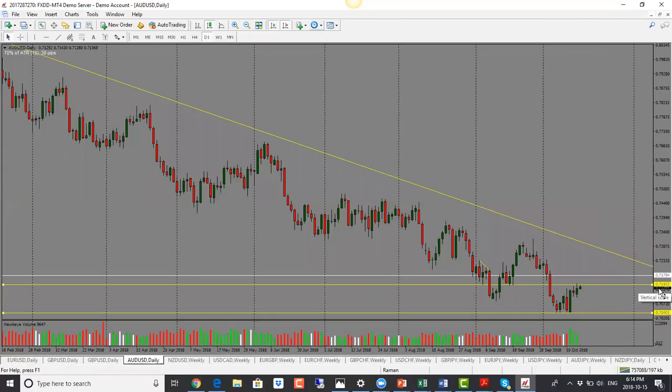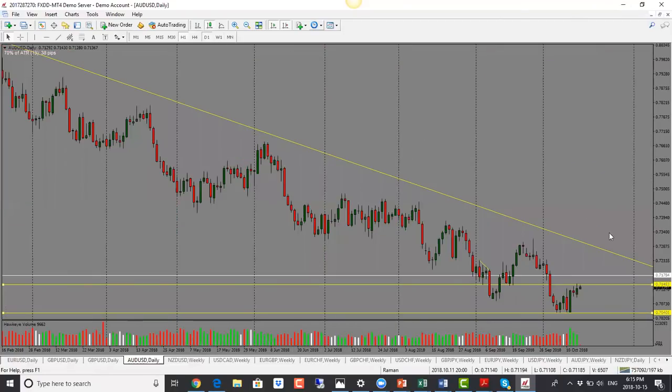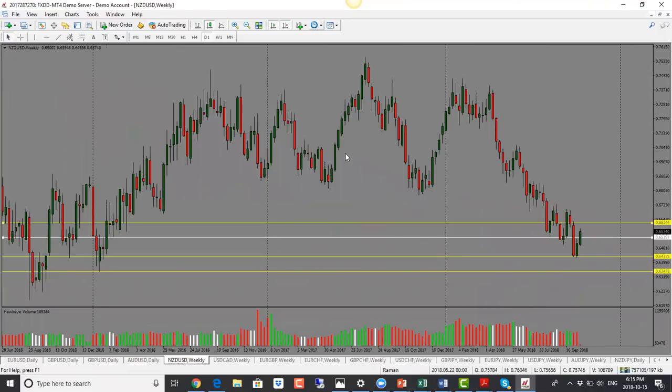So we have to again see price go through 0.7150, and once it goes through the high here, the next target will be 0.7180, and then it can go all the way into 0.7200. So bullish bias for Aussie dollar.